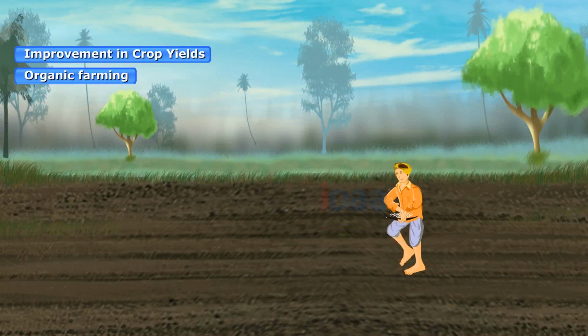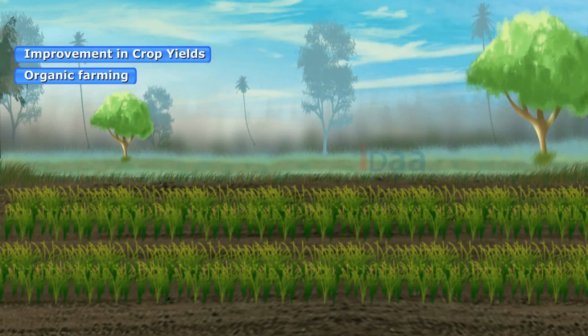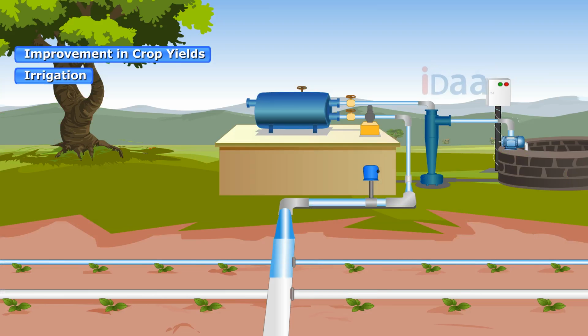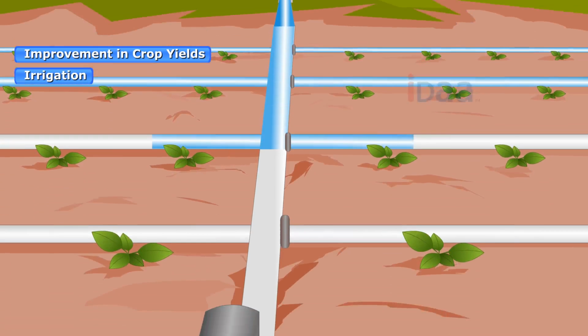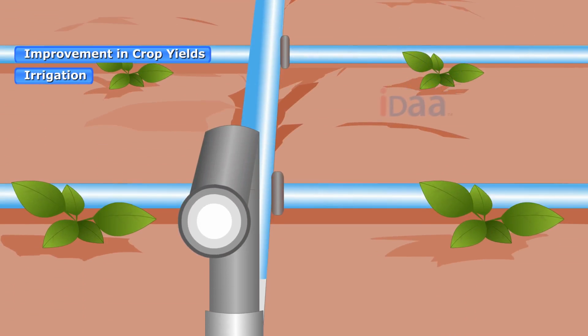Organic farming. Organic farming is the production of food without the use of synthetic chemical fertilizers. Irrigation. Irrigation is the artificial application of water to the land or soil. It is used to assist the growing of agricultural crops. Different kinds of irrigation are adopted to supply water to agricultural lands depending on the kinds of water resources.